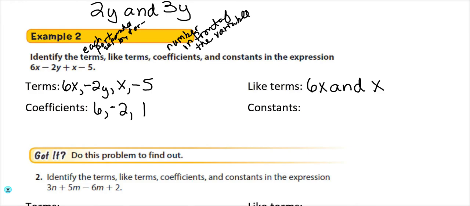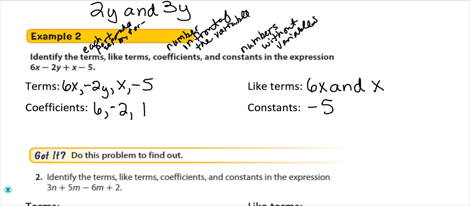All right. Constants, you've heard me talk about these before. These are numbers by themselves, so without letters. I guess I should say variables. Okay, numbers without variables. So were there any numbers all by themselves? And it was yes, there was a negative 5. That's it.